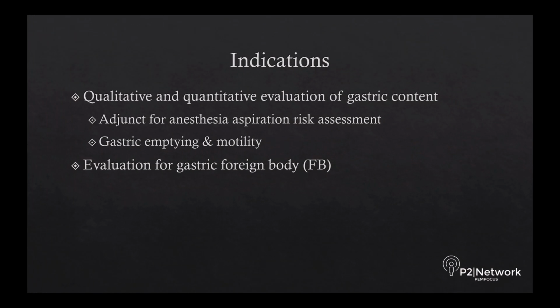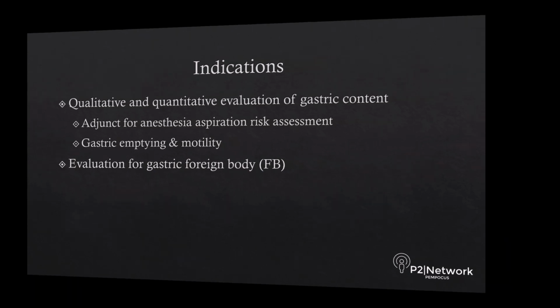The indications for performing gastric ultrasound that we are going to discuss today include the qualitative and quantitative evaluation of gastric content. This can be useful in two main arenas. The first is as an adjunct for anesthesia aspiration risk assessment, and the second is if you are in the gastroenterology field to use this to evaluate for gastric emptying and motility. The other indication we're going to discuss today is the evaluation for gastric foreign bodies.